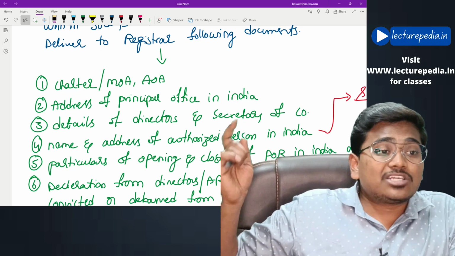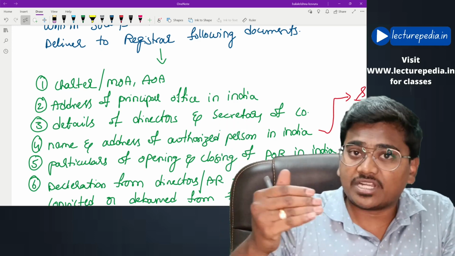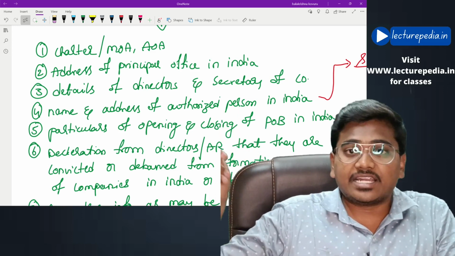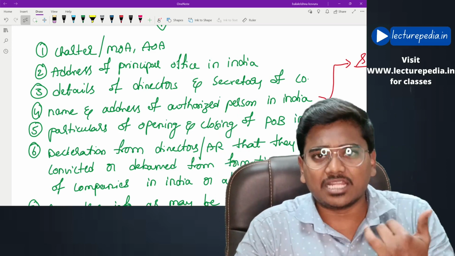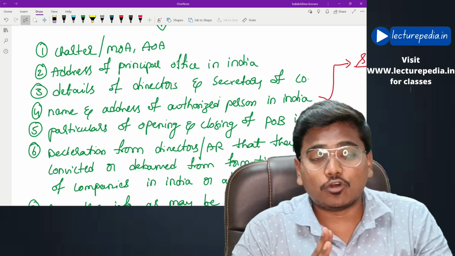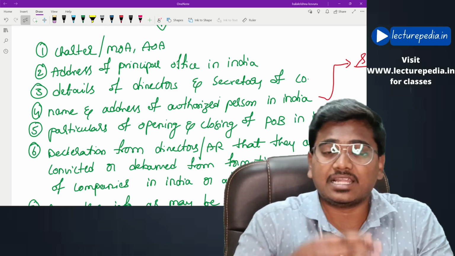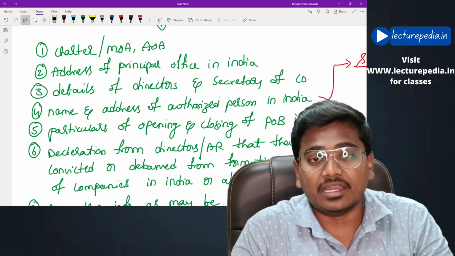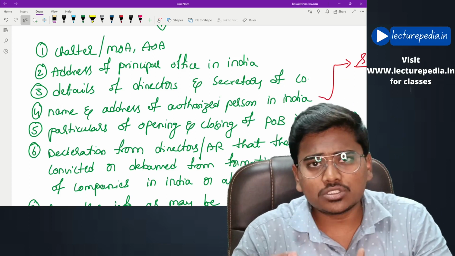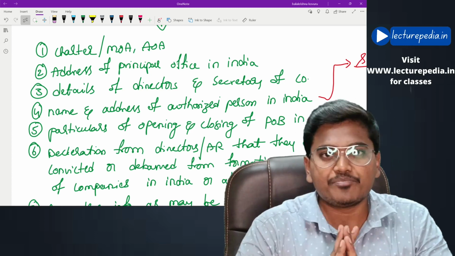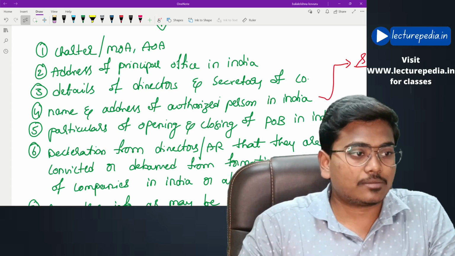Next, address of the principal office of that company in India and details of directors and secretary of the company. That means what is the name of the director, what is his first name, what is his address, what are his contact details, and what is his nationality. Like this, there will be a certain list. All those details relating to the director and also to the secretary must be given to the registrar.